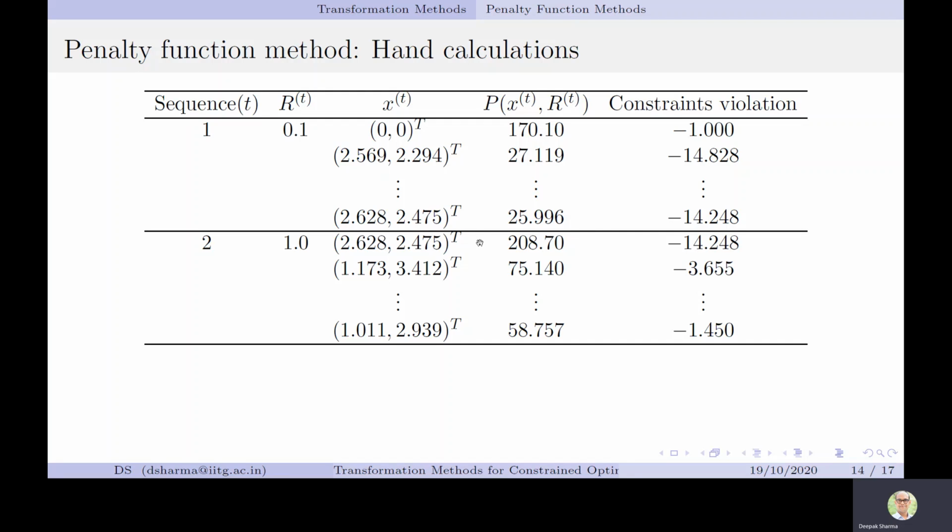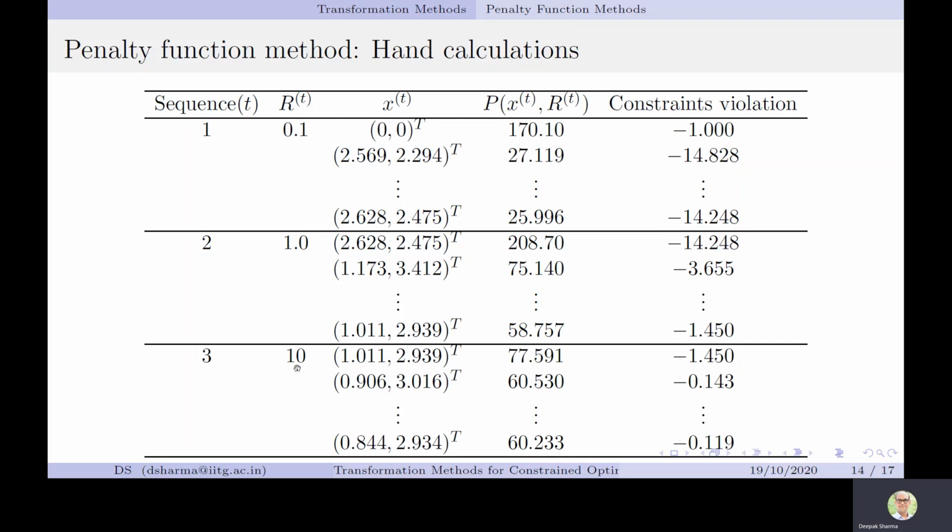Now again, we are going to use the steepest descent method to solve the problem. Can we see that the penalized function value from 208.70 is improved to 58.757? Yes, it has improved a lot. So this means that the steepest descent method is working fine to minimize the penalized function. Now we get a point (1.011, 2.937), and the constraint violation is now reduced from -14 to -1.450. So this means the point is closer to the feasible region.